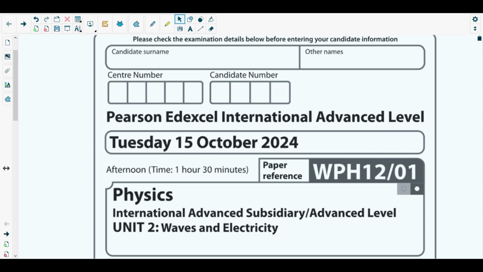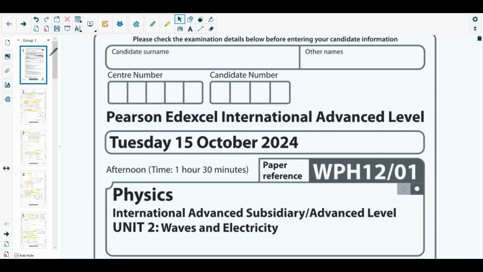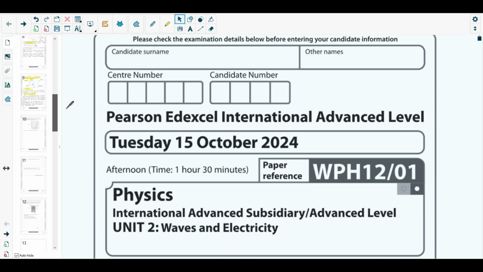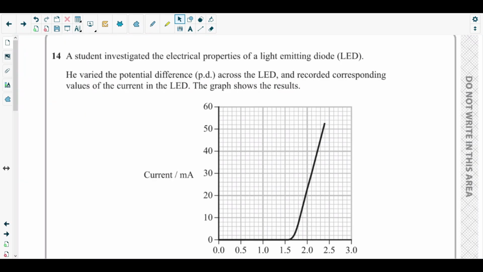In this video, we will be solving question number 14 from the most recent past paper of Physics Unit 2, which is the October 2024 Unit 2 paper. So let's get started with question number 14 of this paper. Okay. Here we can see question number 14.